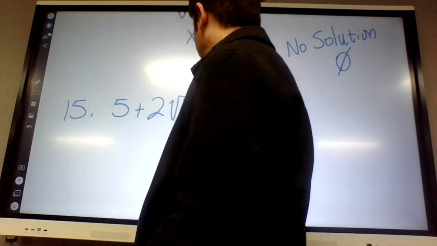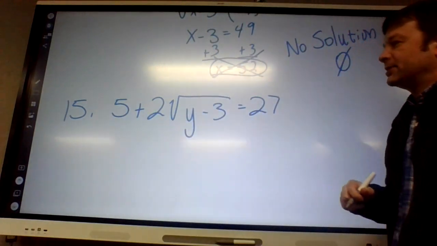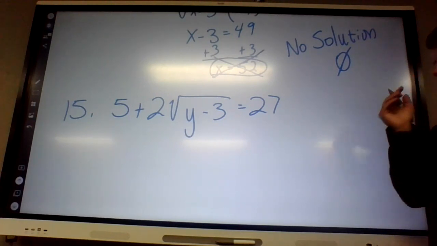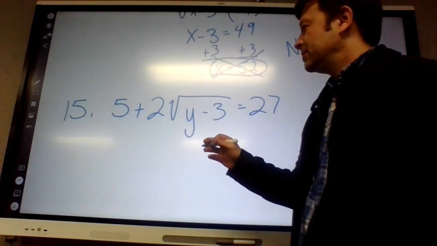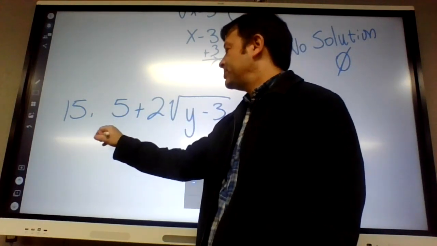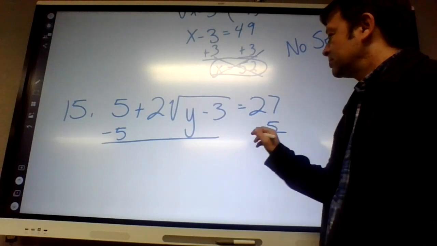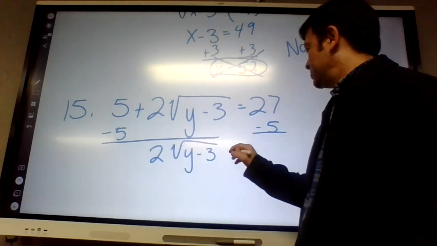Number 15. y minus 3 equals 27. Okay, this is a lot like the last one. But we know it's actually going to work because I told you guys there's only one. Alright, so what are we going to do first? First, you have to minus 5. Yeah, we're trying to get the square root by itself, so subtract the added value first. And what are we going to do? Divide by 2.